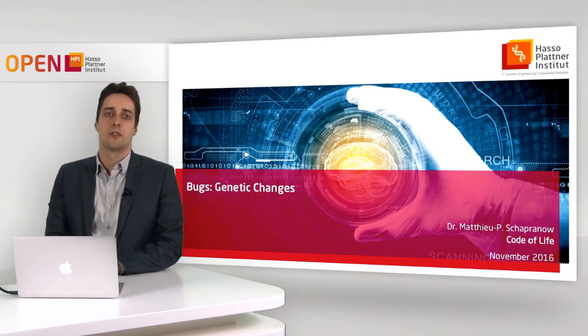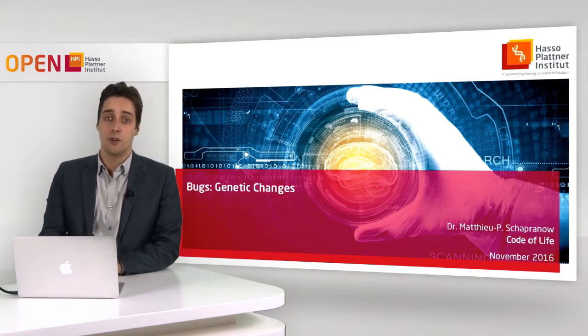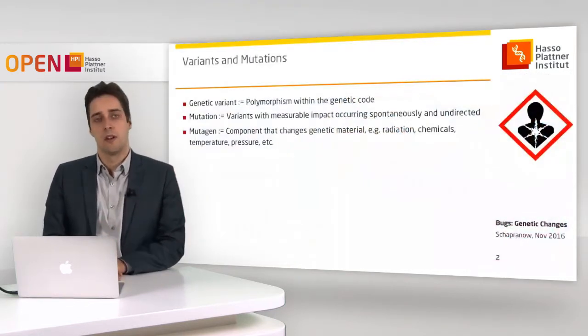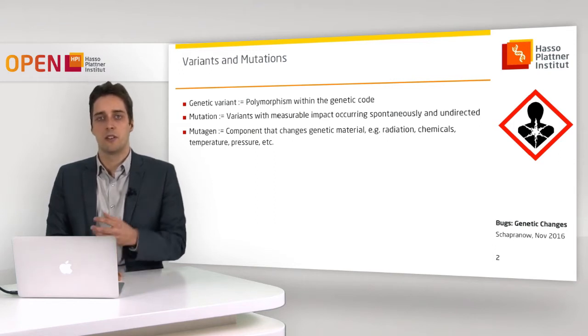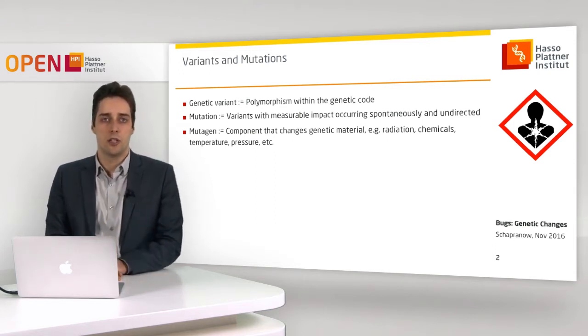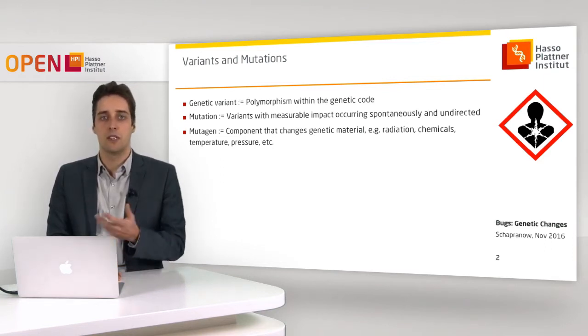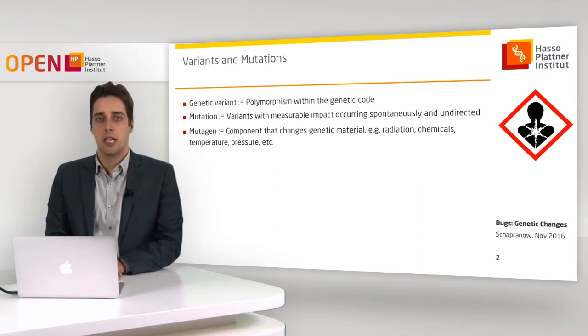Today we want to talk about bugs in the source code, so to say. We are talking about genetic changes. First of all, we need to distinguish two terms here. The first one is a genetic variant. A genetic variant is a polymorphism within a genetic code. That means nothing more than there's an individual representation in a genetic code. Not all of the variants are necessarily mutations. We refer to mutations once a variant has a measurable impact in the products.